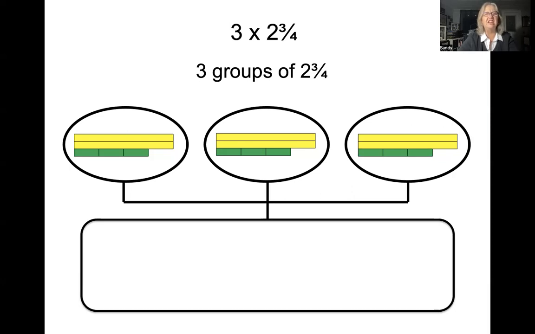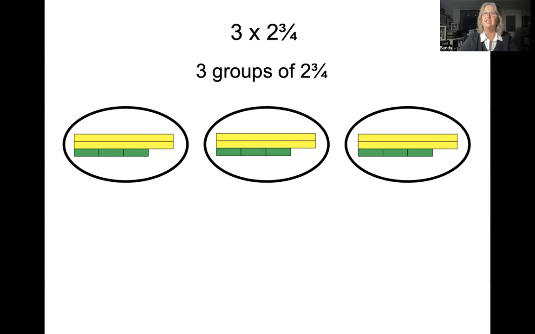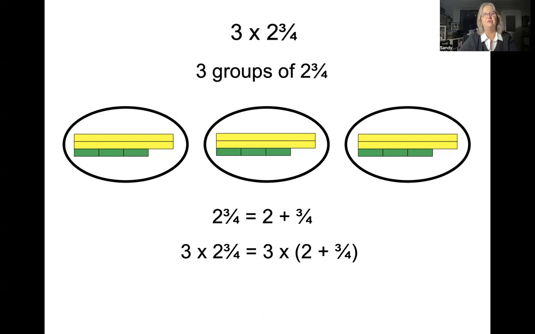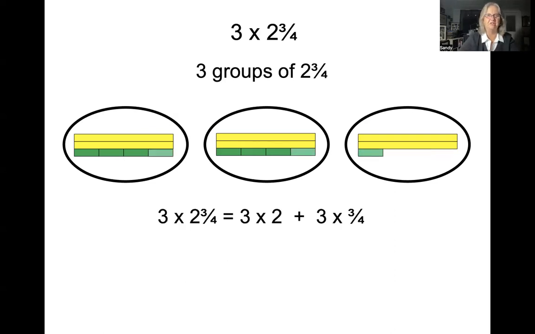Now, nothing says I have to use the equal grouping chart. I just want 3 groups of 2 3/4. I'm thinking of 2 3/4 as 2 put together with 3 1/4 pieces. So I'm going to have 3 2s put together with 3 3/4 pieces. And to figure out my total, I can think of sliding those 1/4 pieces from the last group in to complete the holes in the first 2 groups.